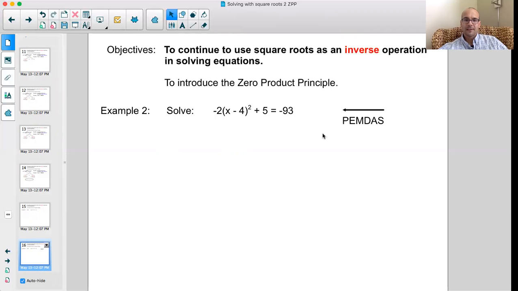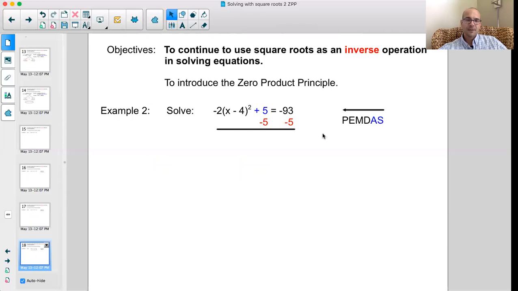So looking at the left-hand side and seeing all the things that have been done to x: subtracted 4 inside the parentheses, we squared, we did the exponents at that point, we then multiplied by negative 2, and the final step was adding 5. Like so many times before, adding 5 is the last thing that happened. That's the first thing we have to undo. So think of a good opposite operation for plus 5, and that's minus 5.